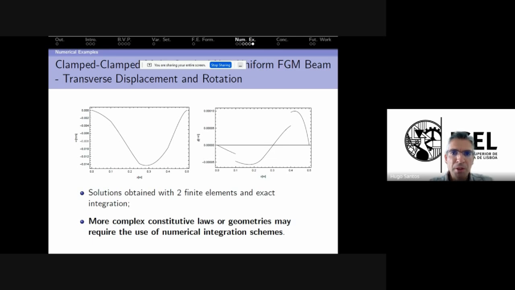Now the transverse displacement and the rotation fields. As you can see, the kinematic equations are satisfied exactly. So no transverse displacements at the ends and no rotations at the ends. The discontinuities here in the rotation fields are due to the cracks. And it's important to note here at this stage that we have used an exact integration because it was possible in these situations. But if we assume more complex constitutive laws or geometries, then we may require the use of numerical integration schemes. Okay.